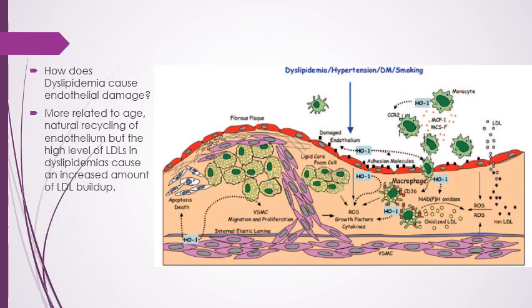So how does dyslipidemia cause this endothelial damage? Well, that's more related to age, okay? Just the natural recycling of the endothelium and the high level of LDLs in dyslipidemia causes that buildup of LDLs. It's just not able to process it enough, and like I said, the more LDLs you have in the bloodstream, the more likely they are to bypass this transcytosis and just end up in the wall and not be processed.